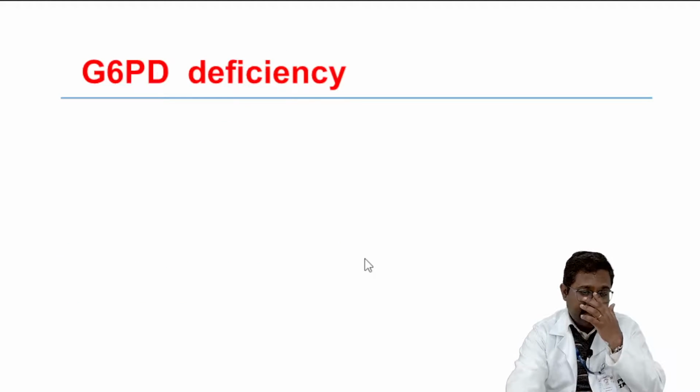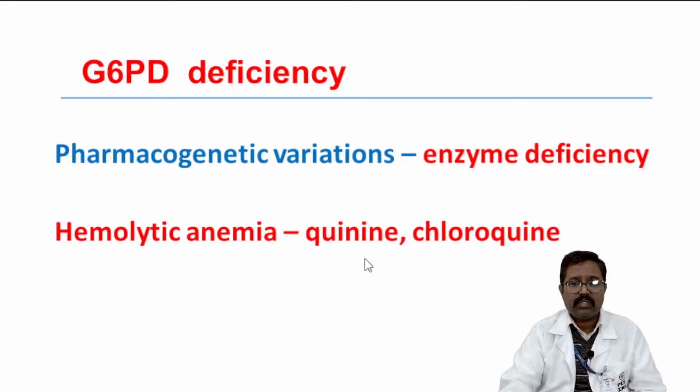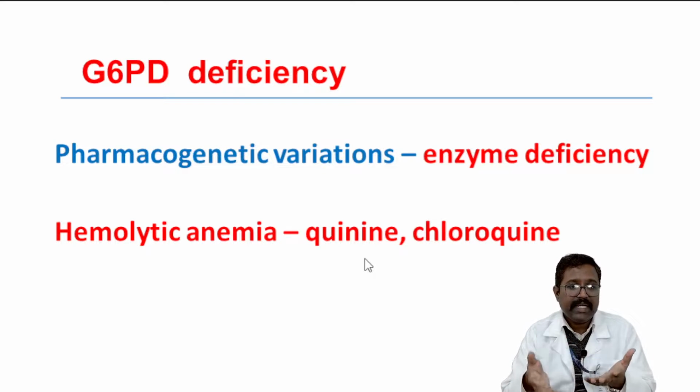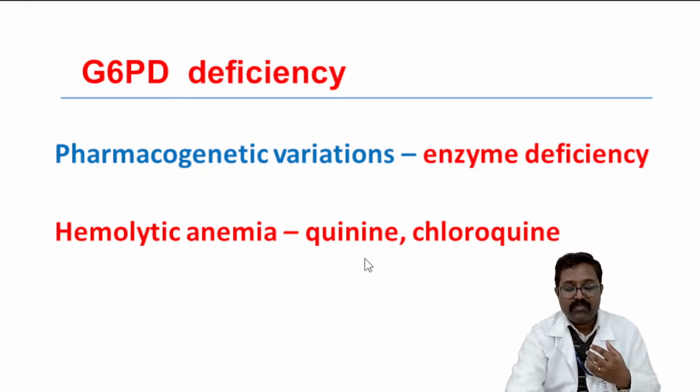Coming to the G6PD deficiency, again this is one of the classical examples for pharmacogenetic polymorphism. So in individuals who have G6PD deficiency, if you administer drugs, especially drugs used in malaria like quinine and chloroquine, it can lead to hemolytic anemia. There will be lysis of the RBCs.